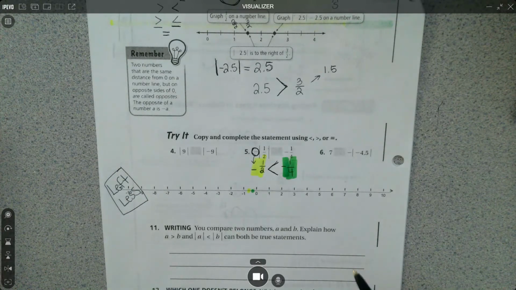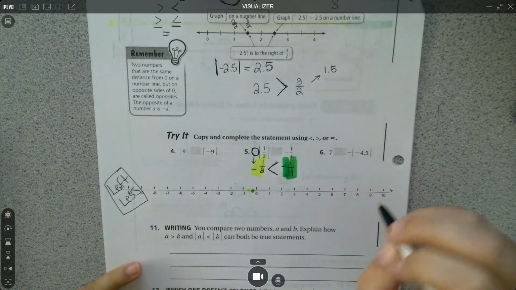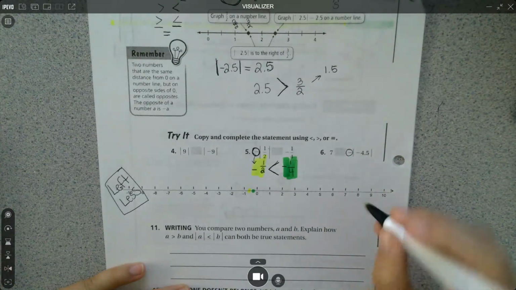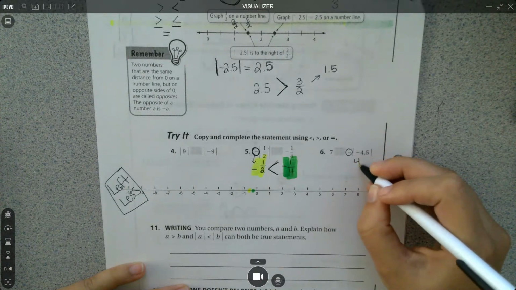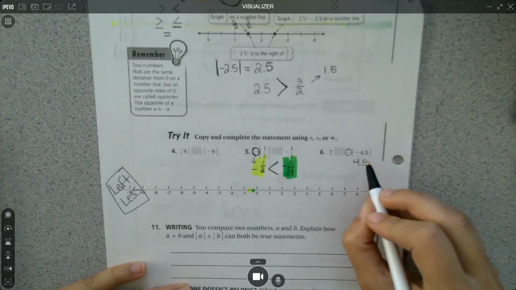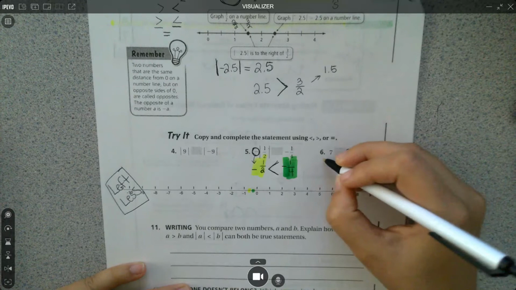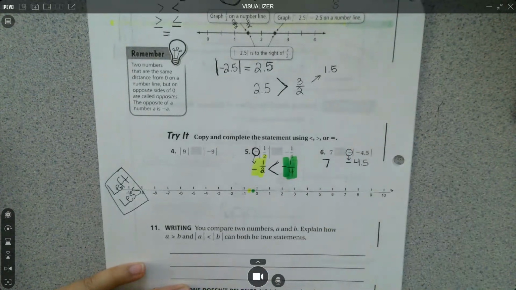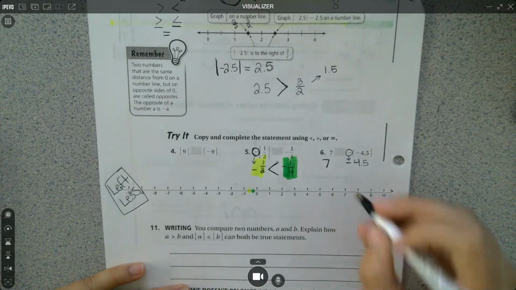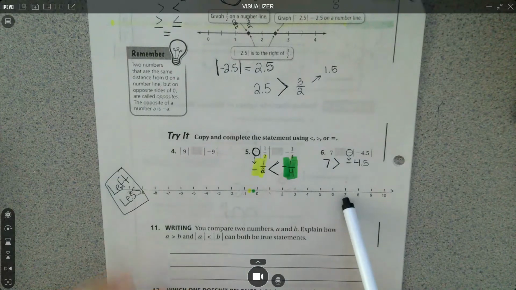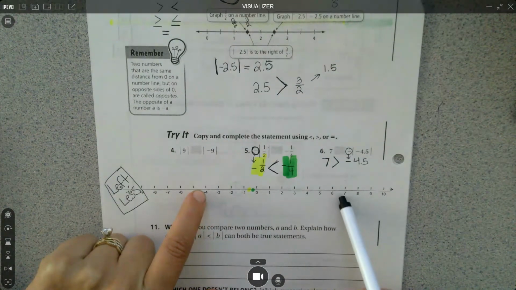So go ahead and try number 7 on your own. First, find the absolute value of negative 4.5. Be careful, there's a negative on the outside. The absolute value of negative 4.5 is 4.5, and then I have to carry down the negative. And then 7, there's nothing around it, so we keep it 7. Which one's larger? Well, 7 is larger. It's going to be on the right side, where negative 4.5 is on the left side. So it's going to be 7.